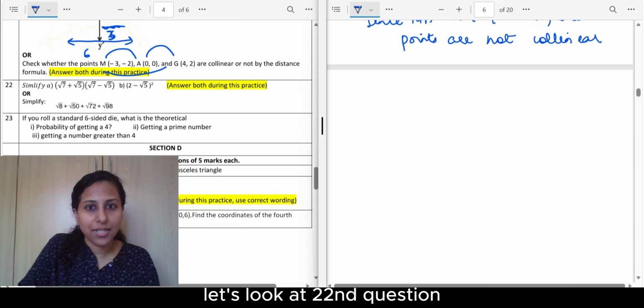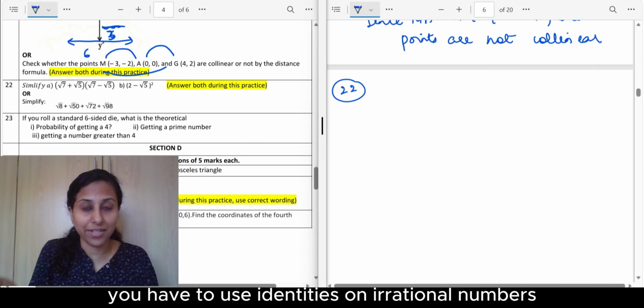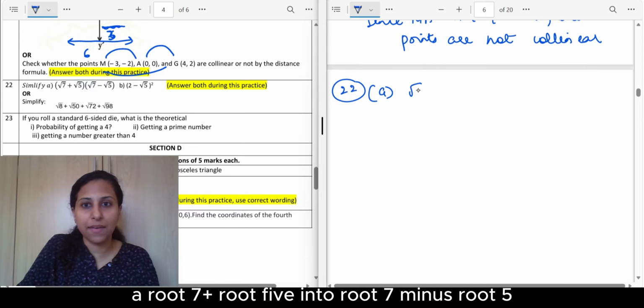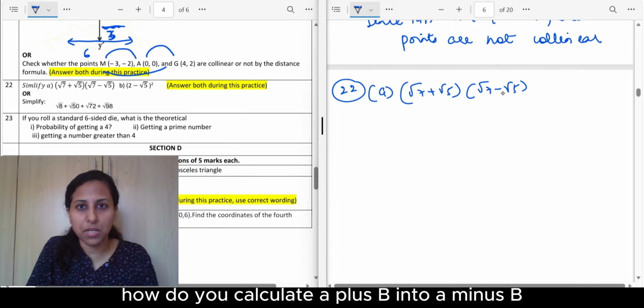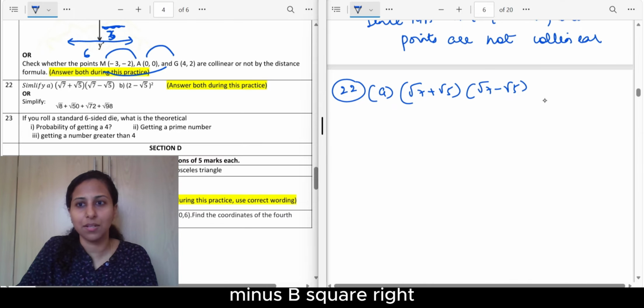Let's look at the 22nd question. These types of questions are very important. You have to use identities on irrational numbers. So if you look at part A, root 7 plus root 5 into root 7 minus root 5. What do we do here? This is just A plus B into A minus B. How do you calculate A plus B into A minus B? A plus B multiplied by A minus B is A square minus B square, right? You're using this identity.